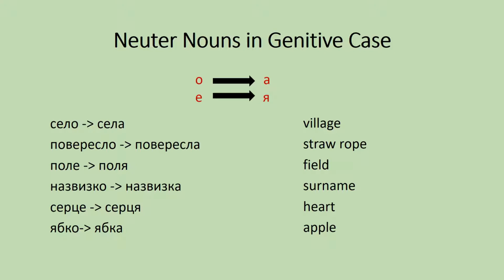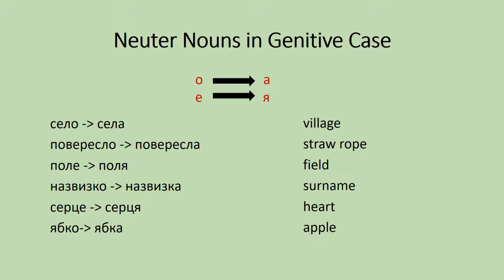Selo, meaning village, becomes sela. Povereslo, meaning straw rope, becomes poveresla. Pole, meaning field, becomes polja.